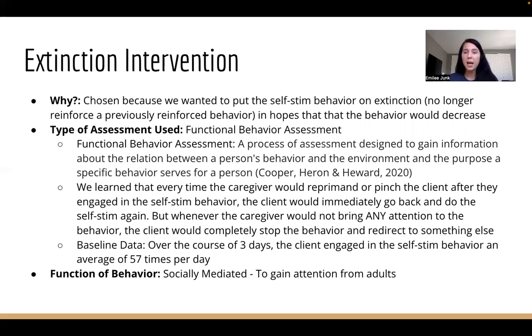So, after we completed the FBA, we learned that every time the caregiver would reprimand or pinch the client after they engaged in the self stim, the client would immediately go back and do the self stim again. But whenever the caregiver would not provide any attention to the behavior, the client would completely stop the behavior and redirect to something else. So we collected some baseline data during this FBA, and we found out that over the course of 3 days, the client engaged in the self-stim behavior an average of 57 times per day. So again, the function of behavior is socially mediated to gain attention from adults.